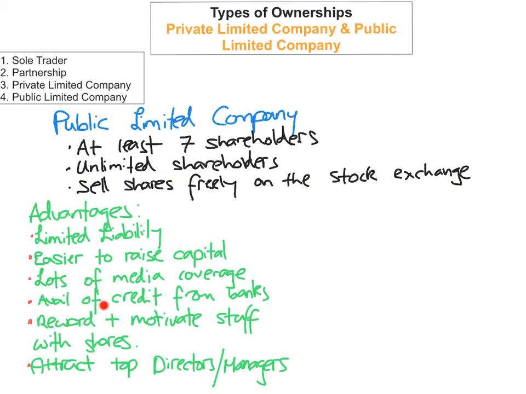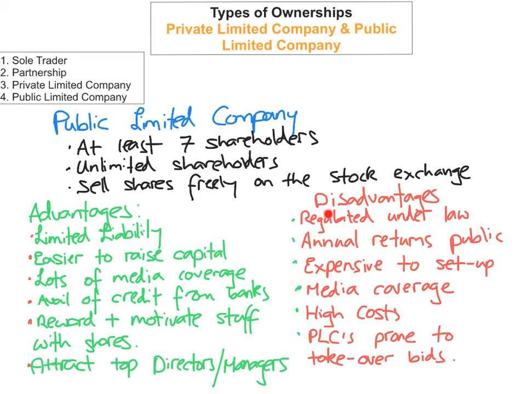It's very easy to reward and motivate staff with the incentive of giving them shares. Some public limited companies actually give shares to staff, and if they achieve certain objectives and targets, this is a very good way to motivate staff and make them work harder. They can also attract top directors and top managers who want to move to the company so they can make a lot of money for themselves too.